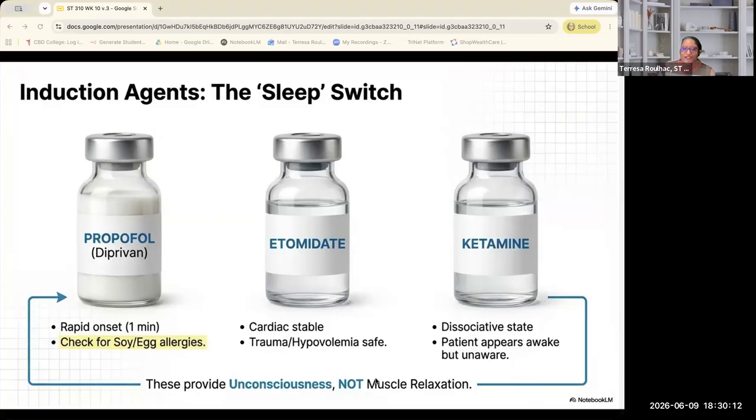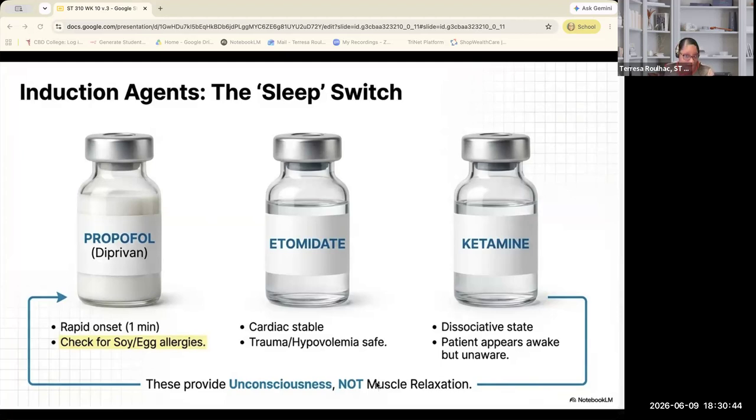So if you look at the slide, you'll see three common examples. Propofol. This is probably the one you'll hear about the most. It's commonly used because it works fast and patients tend to wake up relatively quickly once it's stopped. You have etomidate. It's often selected when maintaining, let's say, cardiovascular stability. In other words, it's good for patients who cannot tolerate significant changes in blood pressure.